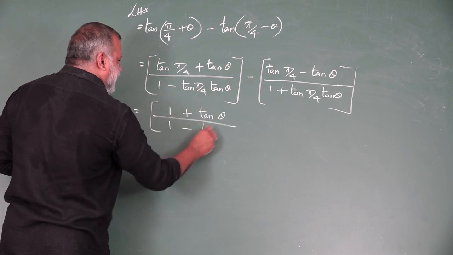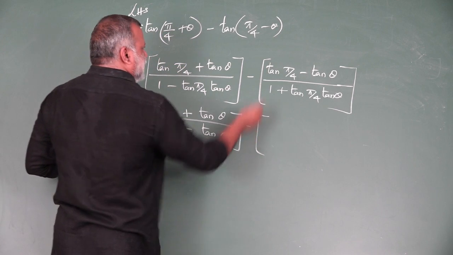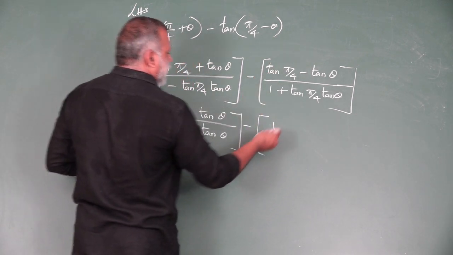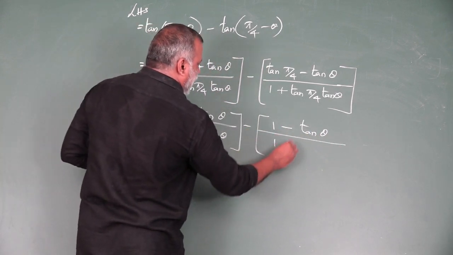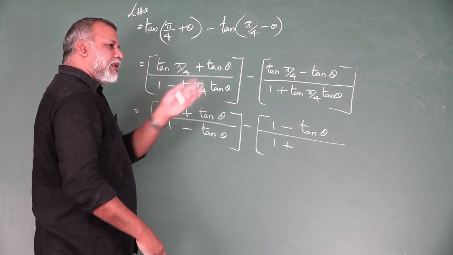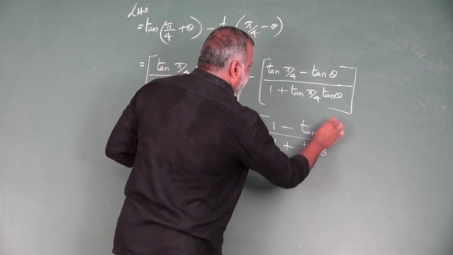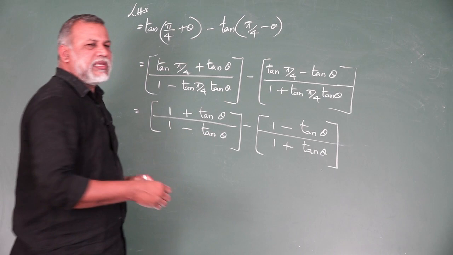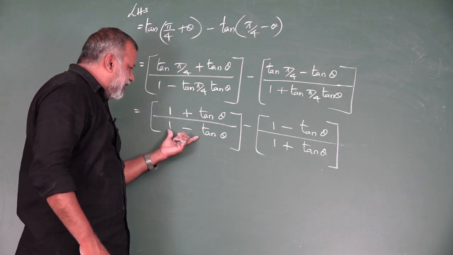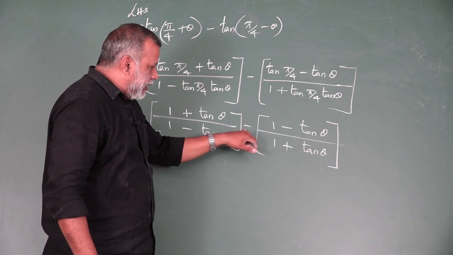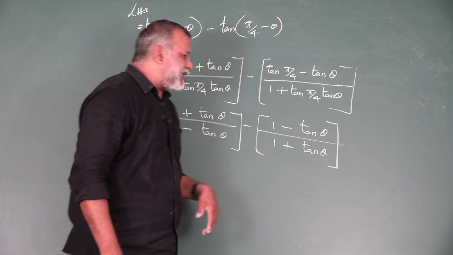tan 45, 1, multiplied with tan theta. Again minus, see tan 45 is 1, minus tan theta divided by 1 plus tan 45, 1, again multiplied with tan theta. So these are the values we are able to produce. So here, 1 plus tan theta divided by 1 minus tan theta, in between negative, 1 minus tan theta divided by 1 plus tan theta.